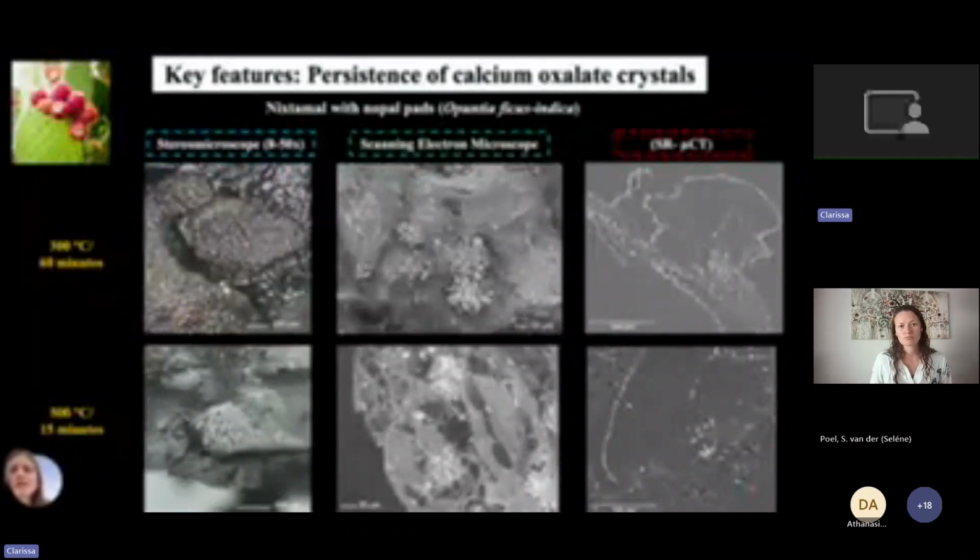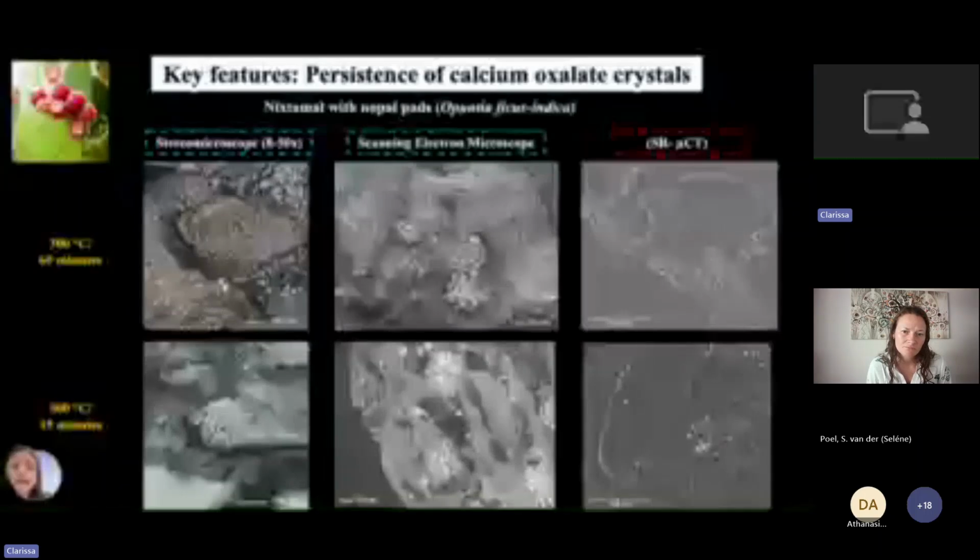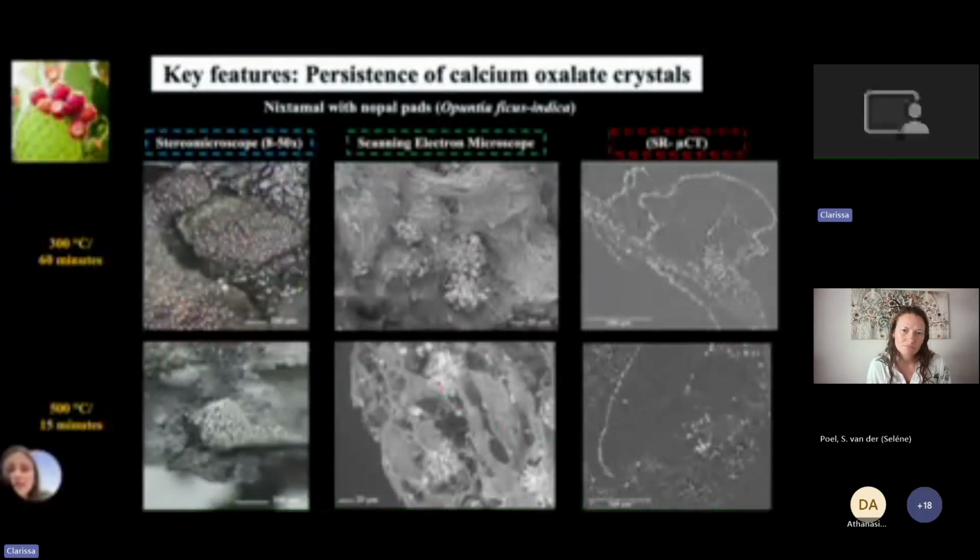And I think my final example is this one with the calcium oxalate crystals. We did some tamales with prickly pear, the genus Opuntia. And these calcium oxalate crystals also survive pretty well in heat, which makes total sense. But to visualize them was also very useful. You can see that they're more damaged when you get to 500 degrees, but you would probably still be able to document them in the archaeological samples. At least we hope.